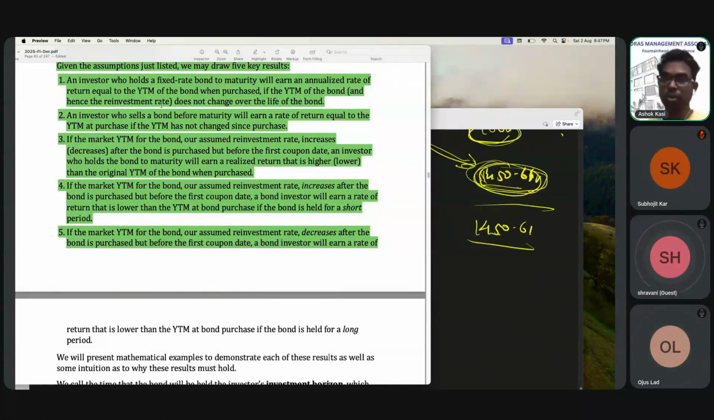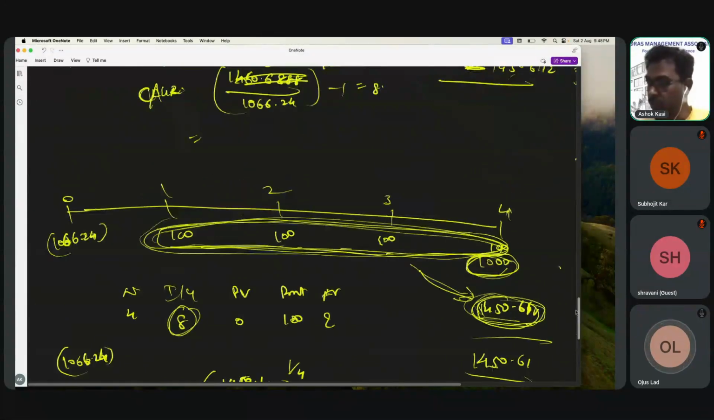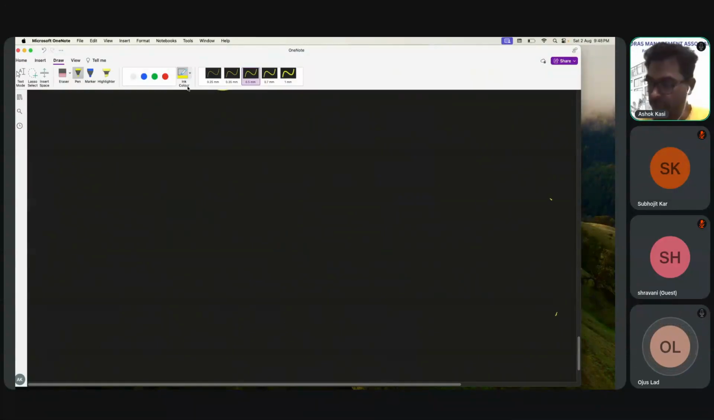So I'll move to the next one now. An investor who sells a bond before maturity will earn a rate of return equal to the YTM at purchase if the YTM has not changed since purchase. So assume the interest rate is not changing, but the bond is sold before maturity. That is the condition now.